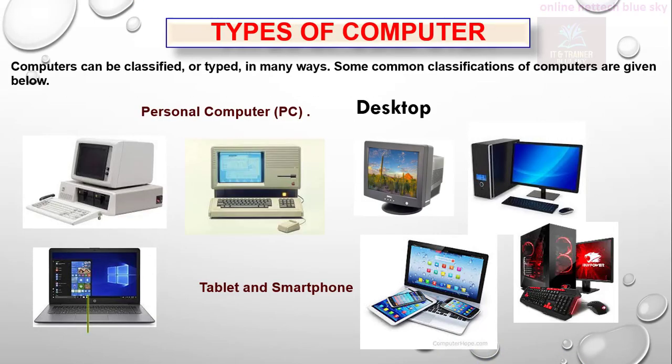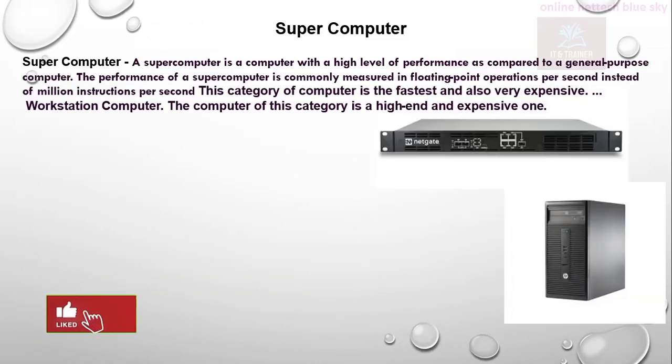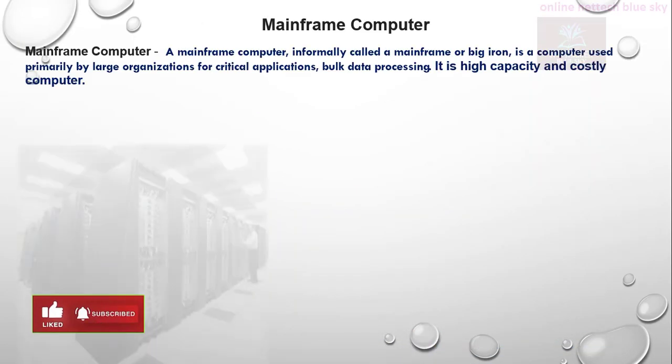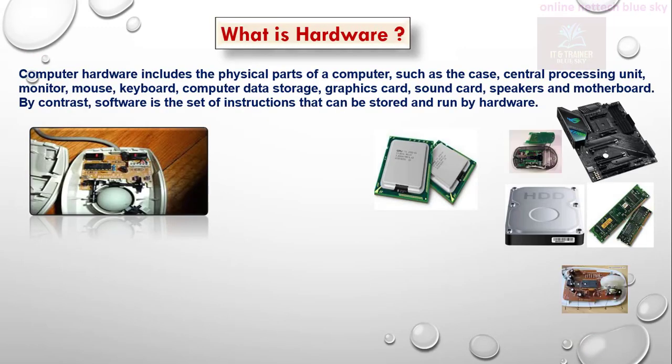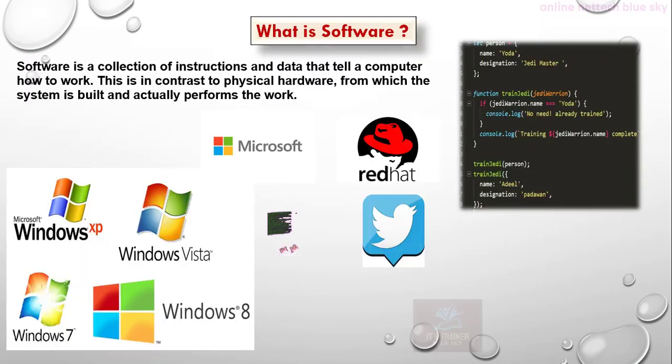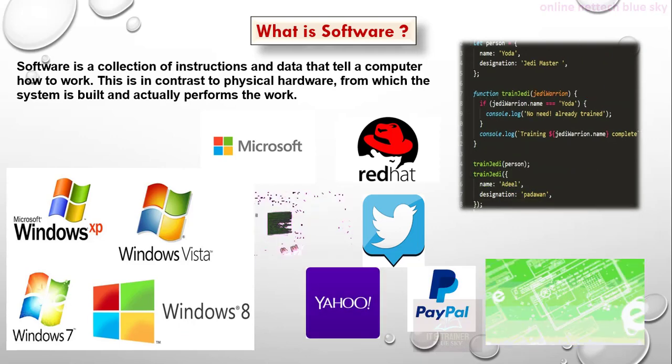Personal computer, you can see just here, this is a mini computer and the supercomputer, and you can see just here, this is a mainframe computer, embedded computer, and a lot of what is the hardware, what is the software. I have already told you. Okay, so we will discuss today.